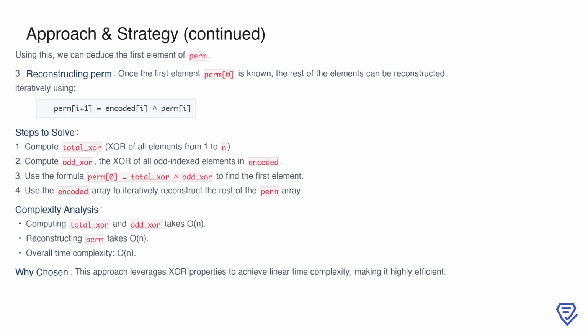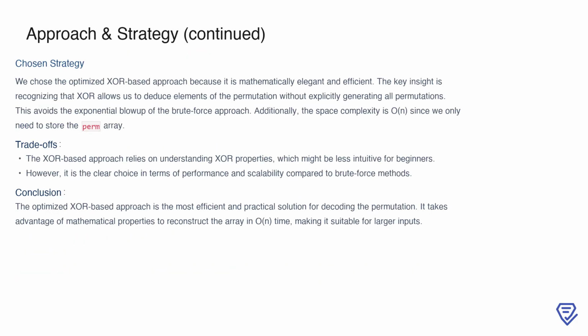In terms of complexity, computing total_XOR and odd_XOR each takes O(n), and reconstructing the permutation also takes O(n). Thus, the overall time complexity of this approach is O(n), making it highly efficient. The optimized XOR-based method is a clear improvement over the brute force approach. Ultimately, the XOR-based approach is the chosen strategy due to its efficiency and mathematical elegance.